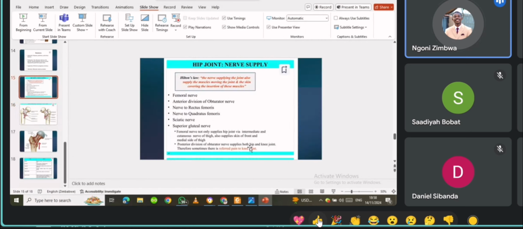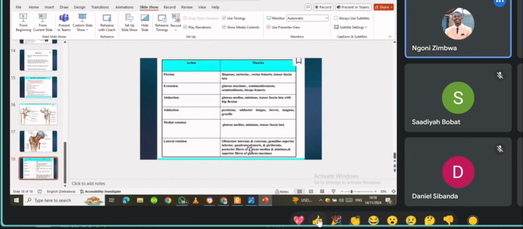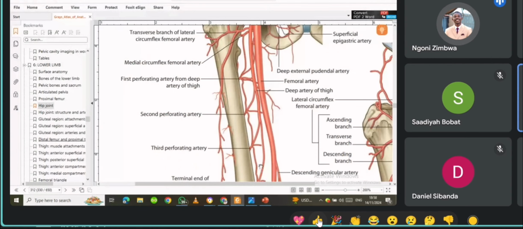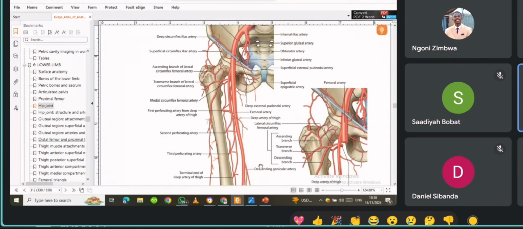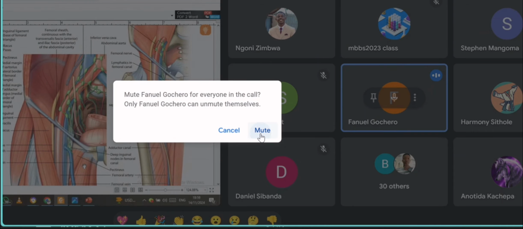So now let us go to the action. We go to the action, right? Of the what? Of the joints. Right. So I'll just use here. Let me go to the muscles.